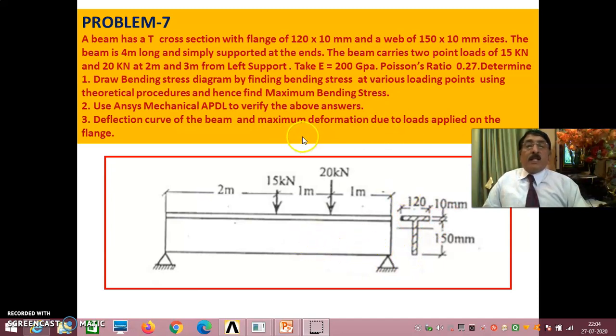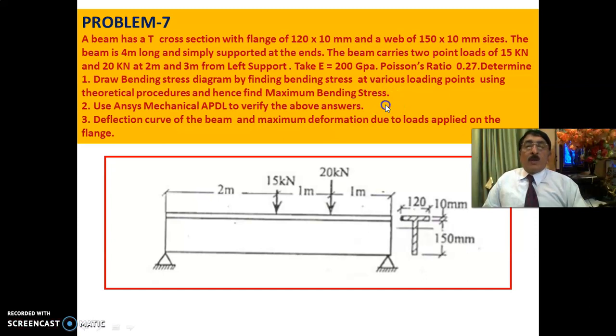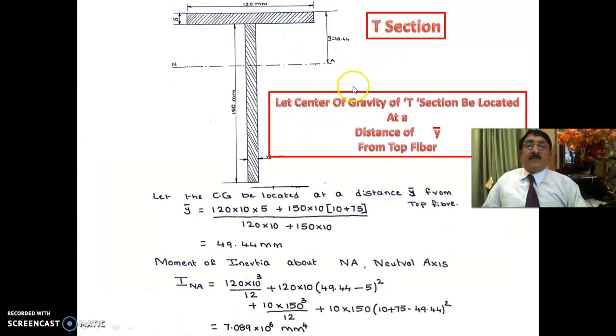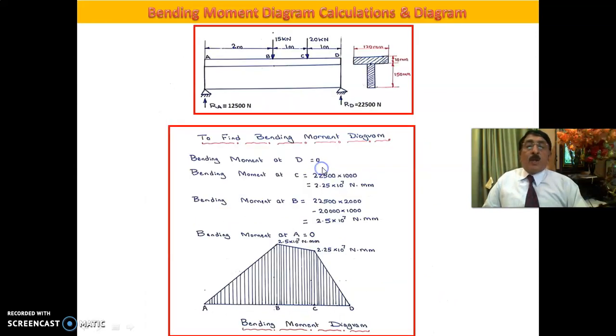That's what we'll concentrate on totally, that is finding maximum bending stress using the theoretical method as well as using Ansys. Okay, now you see here this is the T section, 120 by 10, 150 by 10 and all that. Finding the center of gravity and moment of inertia is left to the reader as an exercise. Please go through that. Anyway, we will get it directly in Ansys in the beam section.